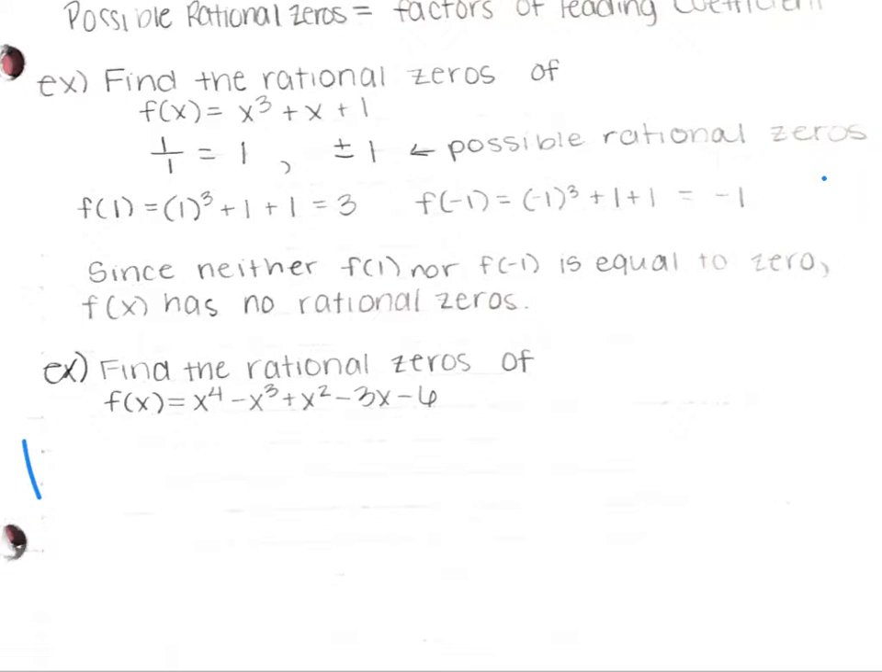So if we substitute those in to find our values there, they would be zeros if f of 1 or f of negative 1 equaled 0. But if you look here, f of 1 is 3 and f of negative 1 is negative 1. So in this case, neither of these is equal to 0, so f of x has no rational zeros, because those are the only possible zeros that there could be.